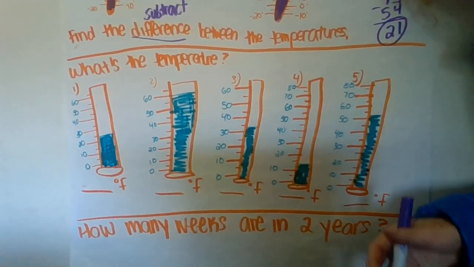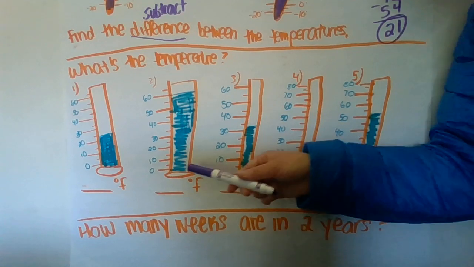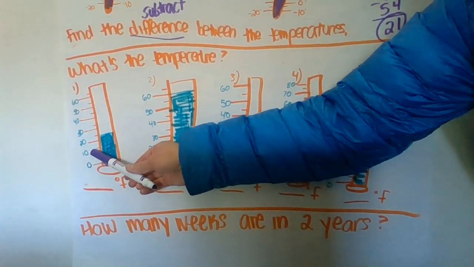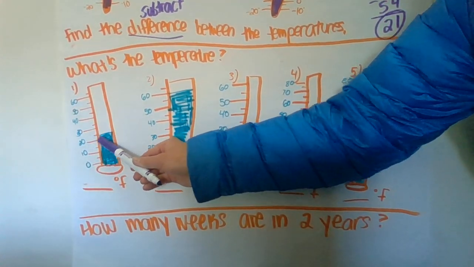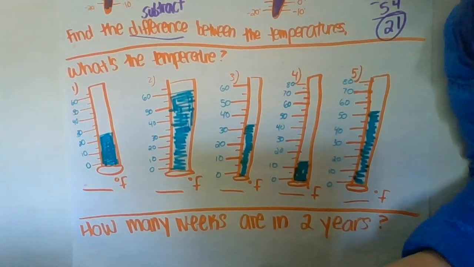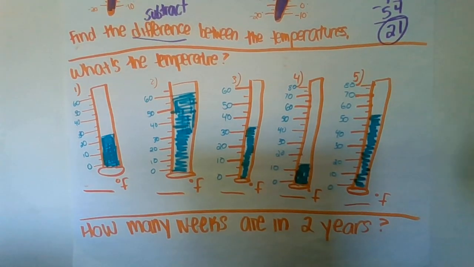All right. The first thing you're going to want to do is figure out what these lines are going up by, and that way you're going to be able to figure out what temperature it is. All right, take about 2 minutes to solve this.